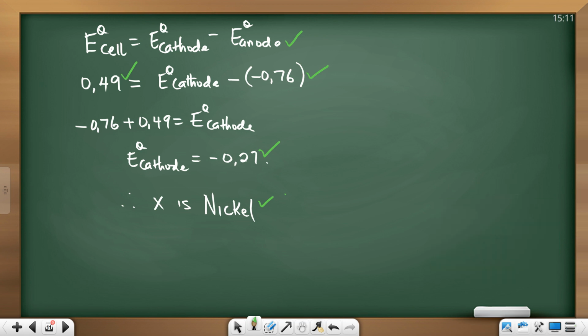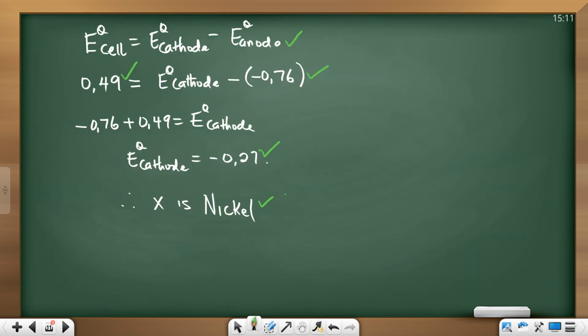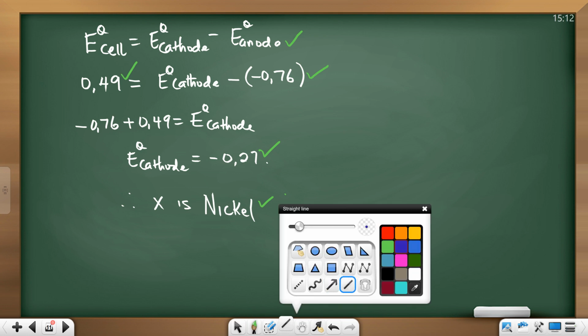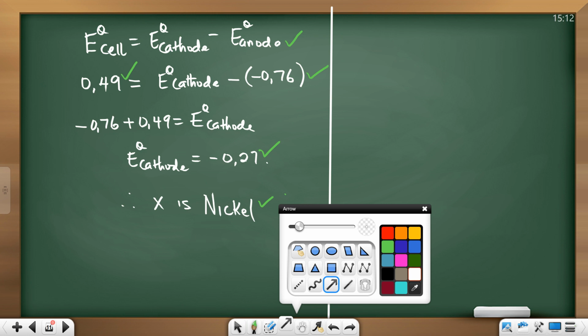All right. Let's move on. Write a balanced equation for the net reaction that takes place in the cell. Do you see it's 3 marks? Leave out the spectator ions. Now we know we are dealing with nickel and zinc. That's easy now. Cell, do you want to do that balancing? Take over and do the balancing. Let's check 3 marks quickly. Nickel and zinc. Zinc is oxidized. It's at the top, right? Remember? Z. This is where you use the Z.